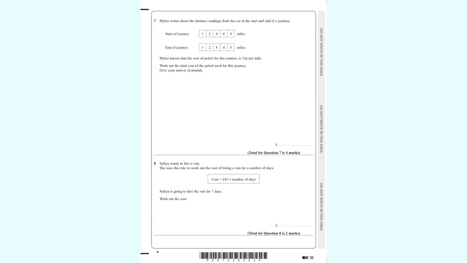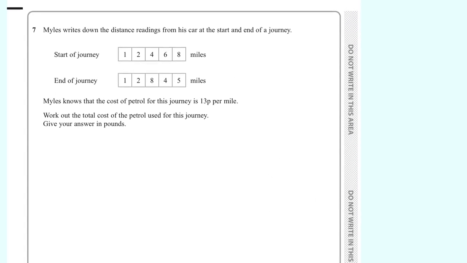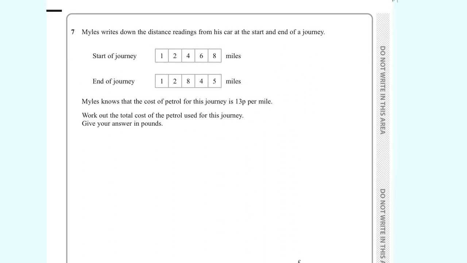Right, on to the next one, question 7. Miles writes down the distance readings from his car at the start and the end of a journey. Right, so at the start of the journey, so basically what that's saying is his car will say how many miles he's driven. Right, so at the start of his journey, the total amount of miles that have been driven in that car is 12,468, and at the end of the journey, it's 12,845. Alright, so you can work out how many miles he's done in that journey. It's quite a journey he's done there. Alright, and he also knows the cost per mile.